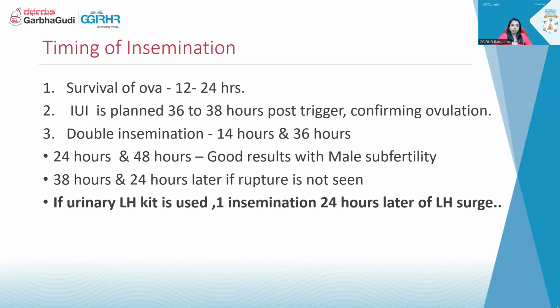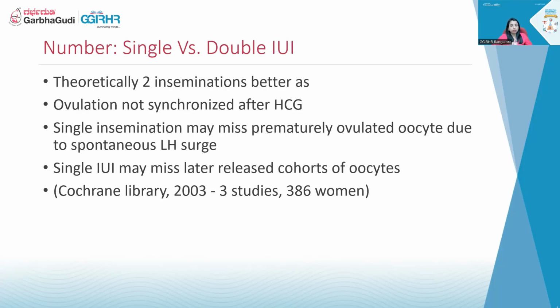And if you're planning double inseminations, like you anticipate more number of eggs are there, you are anticipating premature ovulation and all, you can plan your IUI somewhere at, some people do at 24, 36 hours, 14 and 36 hours. Or some people do the IUI at 36 hours, and if there is no ovulation, repeat the IUI 12 hours later. So whether to go for a single insemination or double insemination, according to the literature, there is no difference between the single and double inseminations.